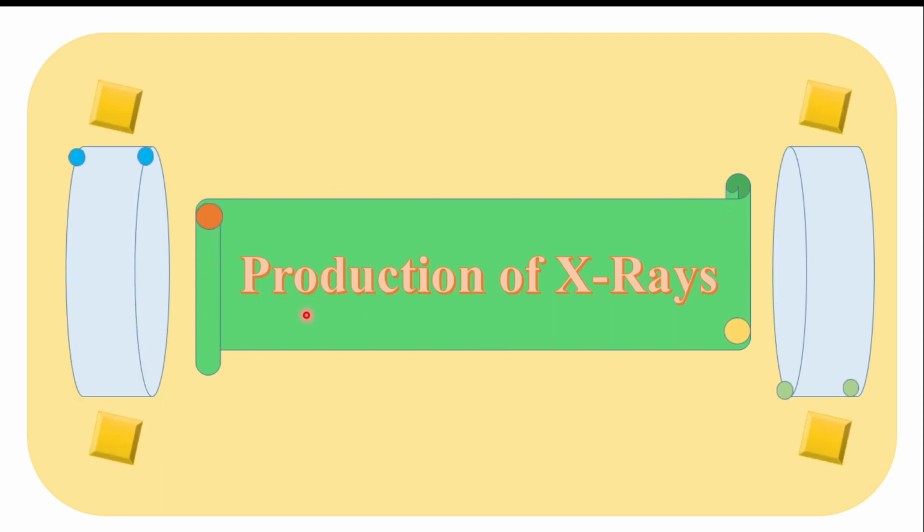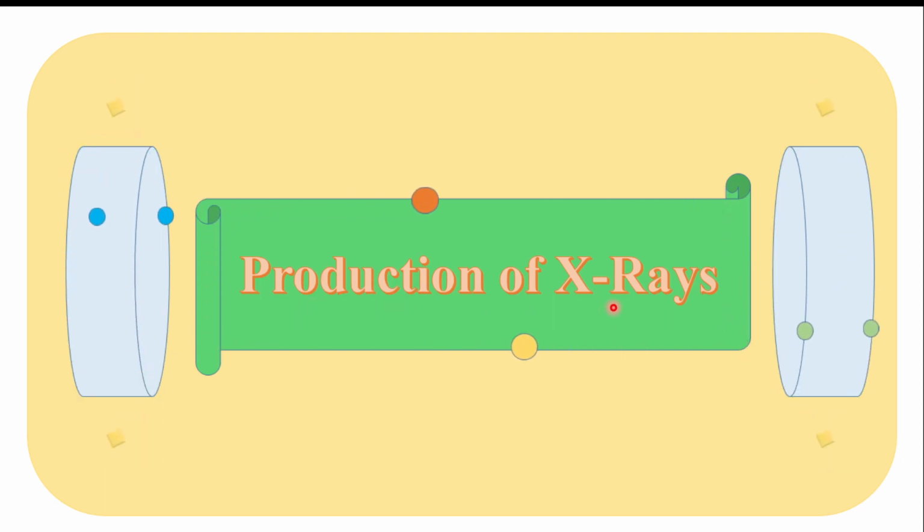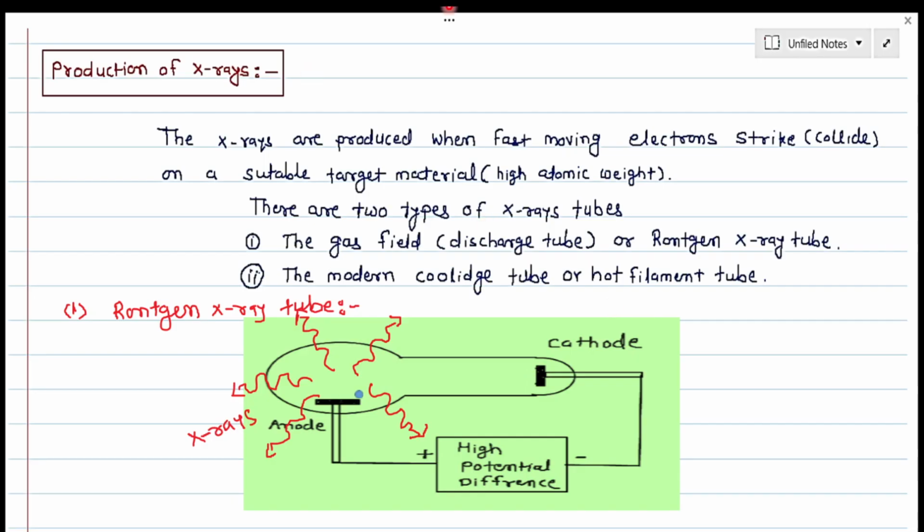Hello everyone, today we are going to discuss production of X-rays. X-rays are produced when a fast moving electron strikes or collides on a suitable target material having high atomic weight, high melting point and high thermal conductivity.